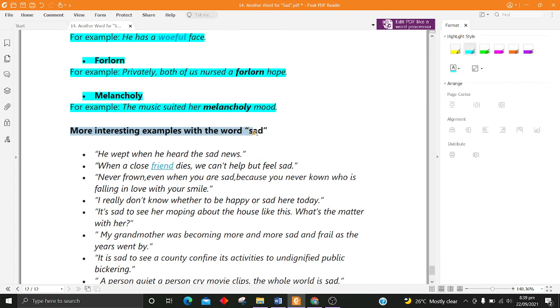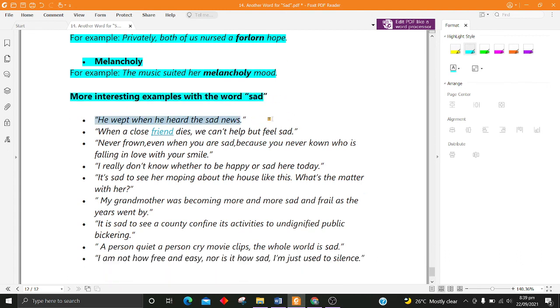More interesting examples with the word sad. He wept when he heard the sad news. When a close friend dies, we can't help but feel sad. Never frown, even when you are sad, because you never count who is falling in love with your smile. I really don't know whether to be happy or sad here today. It's sad to see her moping about the house like this. What's the matter with her?